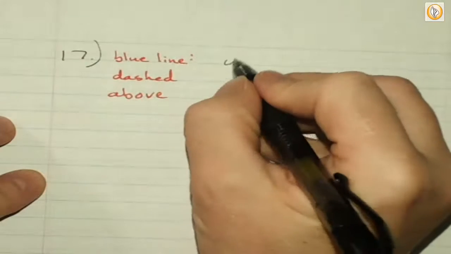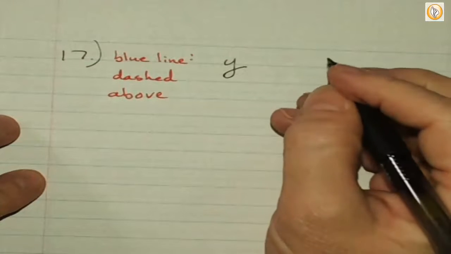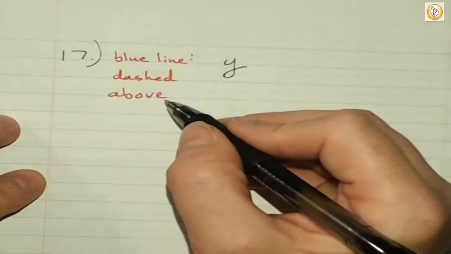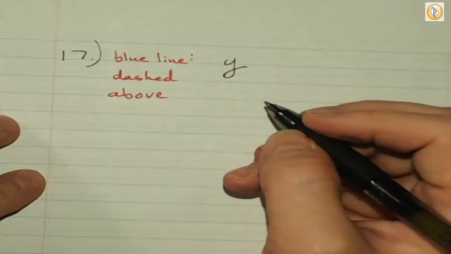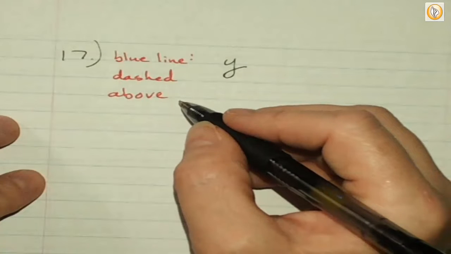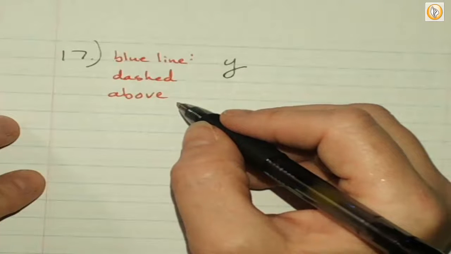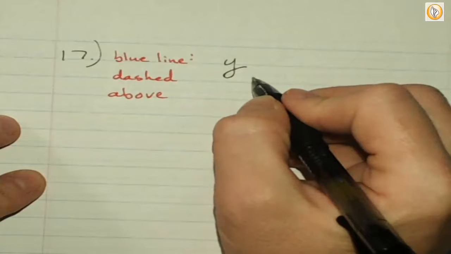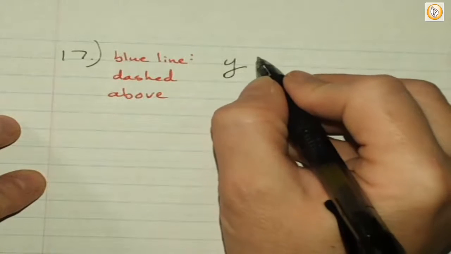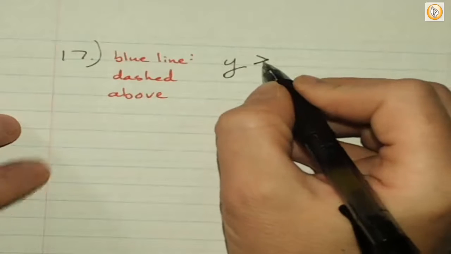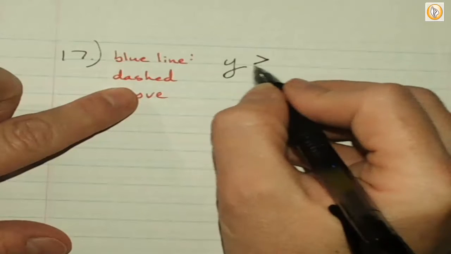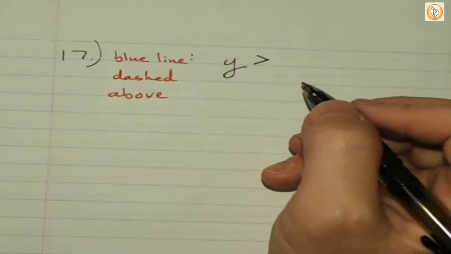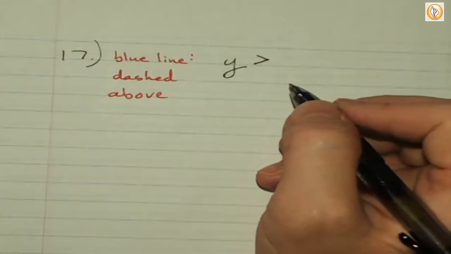All right, so we have y. Cecilia, you're going to redeem yourself. What does the inequality look like if it's dashed and shade above? Greater than. With the line? No line. No line, that's right. Shade above, so it's greater than. It's dashed, so no line. Good job.